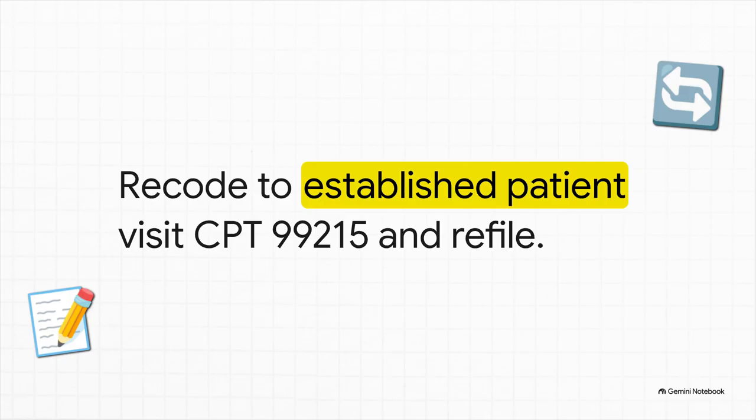That makes the frequency of a new patient code totally invalid. The algorithmic directive here is simple but highly effective. You audit the record to confirm the level of medical decision-making, recode the encounter from the new patient 99205 over to an established patient high-level visit, like CPT 99215, and refile the corrected claim. Boom. You save the revenue, you just had to map it to the correct patient status.